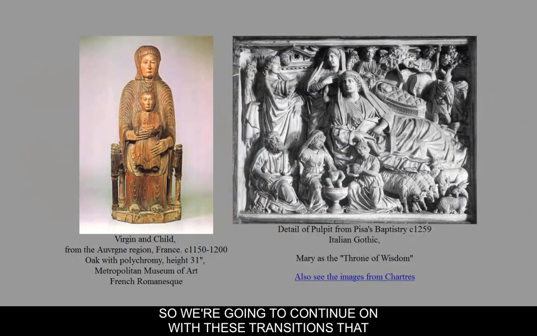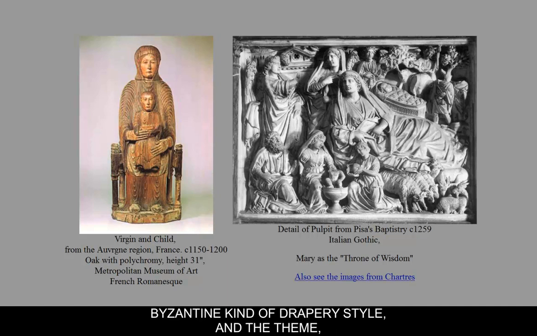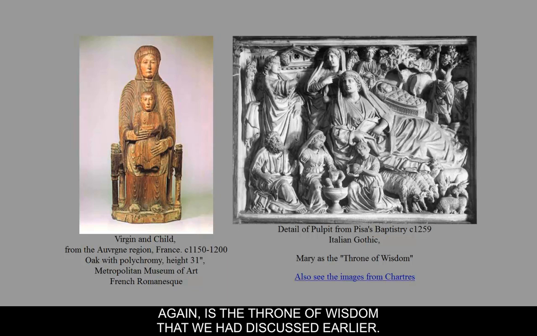So we're going to continue on with these transitions that I was talking about and talk a little bit about the imagery that comes from Pisano and how it evolves from the Romanesque style. One of the things that I wanted to point out is a pretty important work of art: this Virgin and Child in the French Romanesque style. And we are looking at her, and she's in a very Byzantine kind of drapery style, and the theme again is the throne of wisdom that we had discussed earlier.